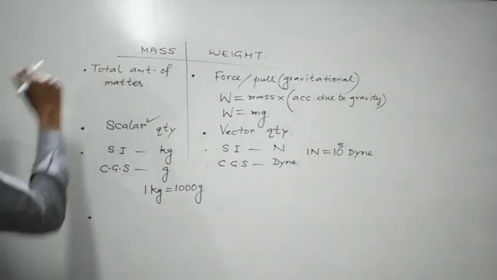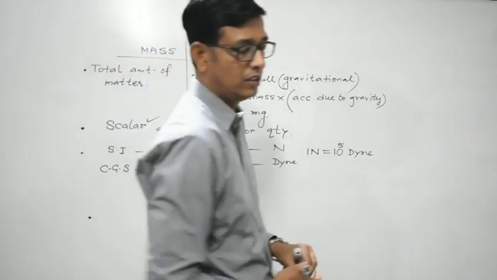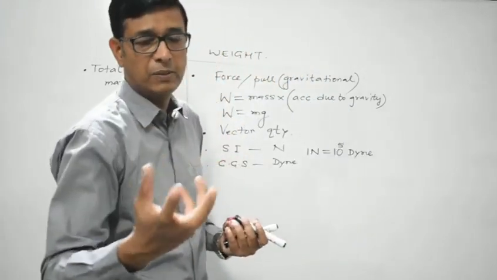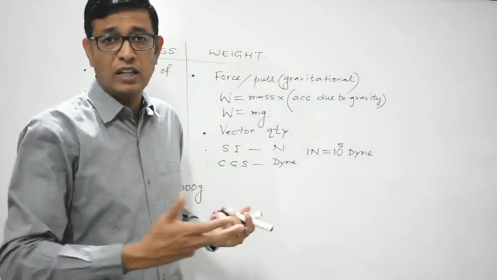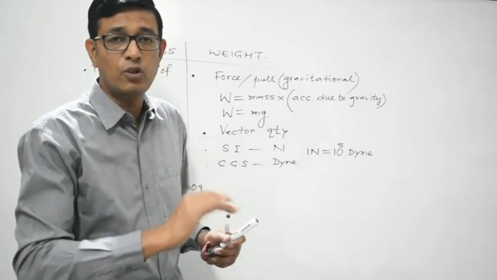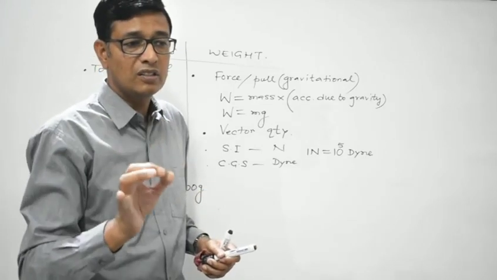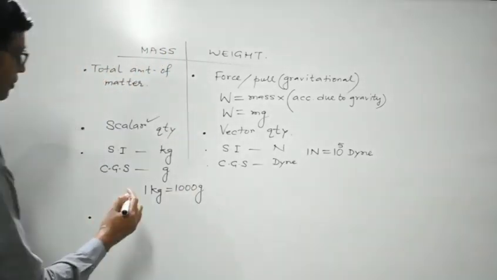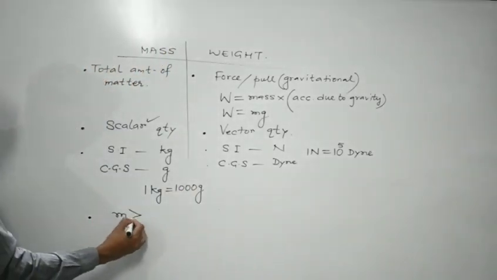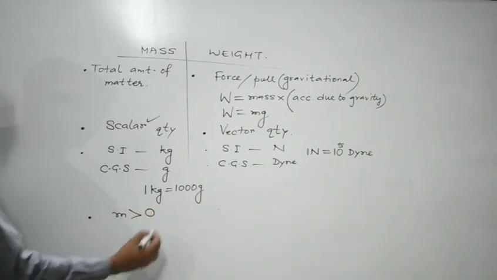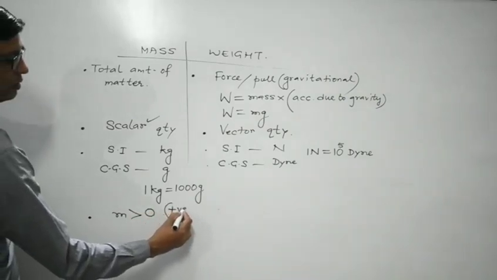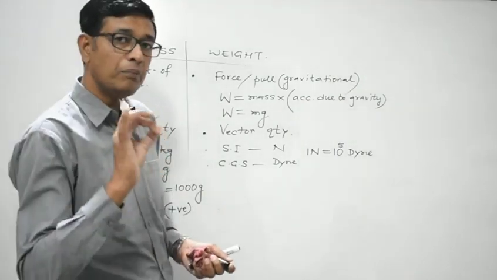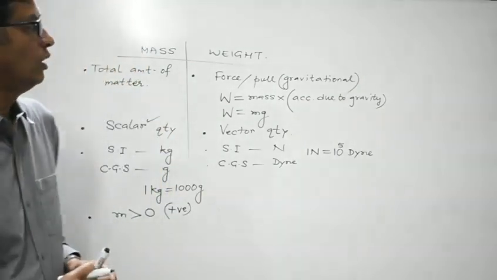Next, mass of a body can never be zero. As I have told you, every body is made up of matter. So how can the mass of a body be zero? It is never possible. The mass of a body has a positive finite value. It can never be zero. Its value is always greater than zero.